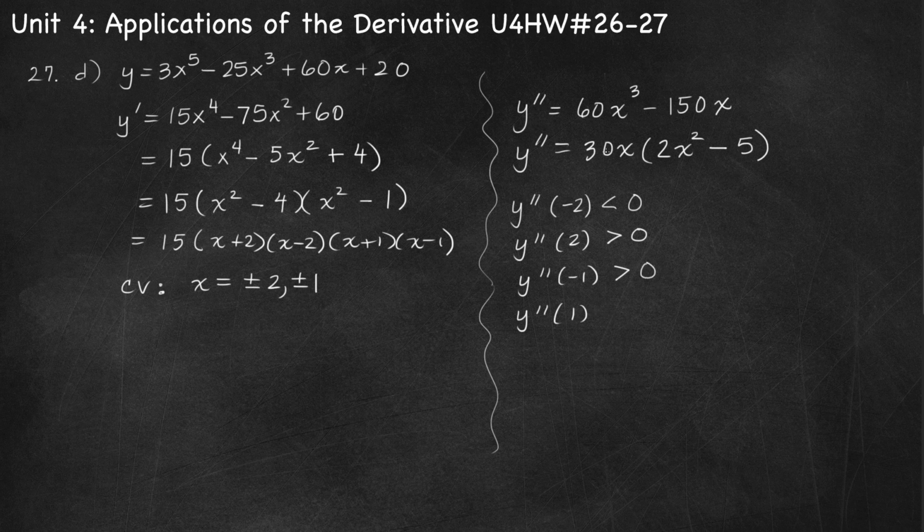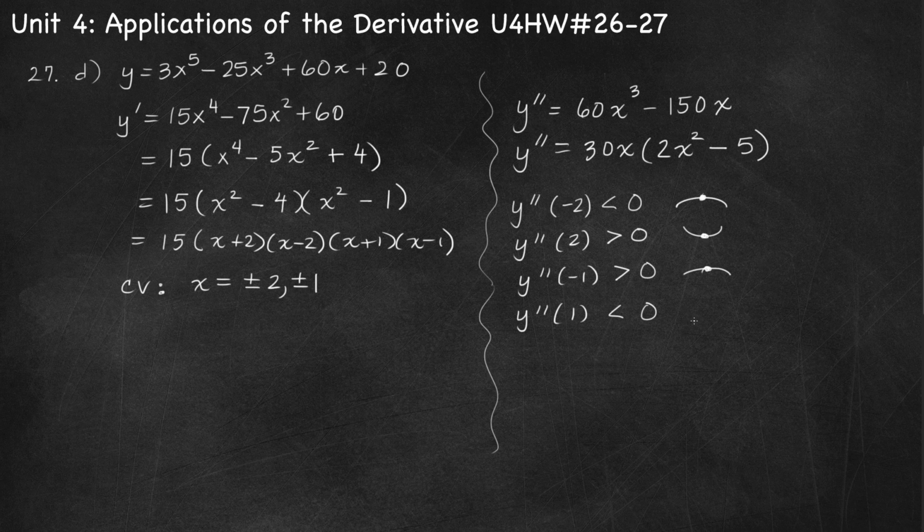At positive 1, 30 times 1 is positive. The 2 times 1 squared minus 5 is negative. Positive times negative is negative. So negative second derivative means concave down. So concave down here and here. We have relative maxes there. Positive second derivative means concave up.